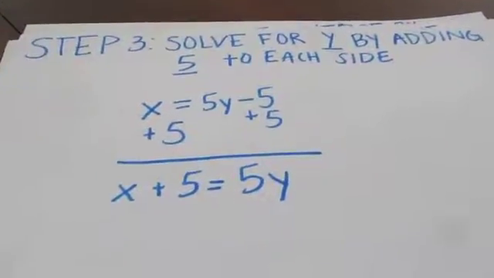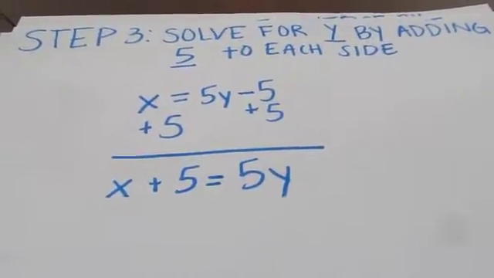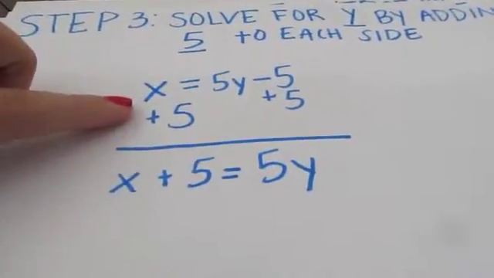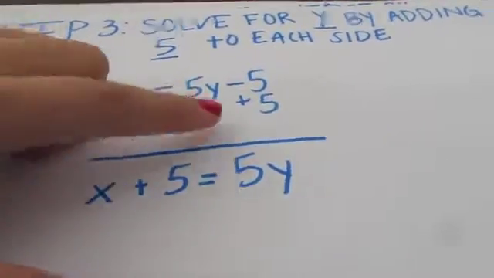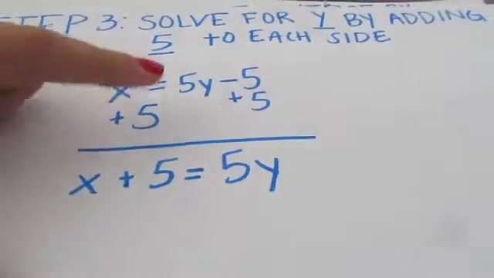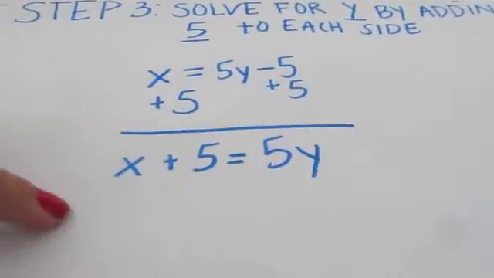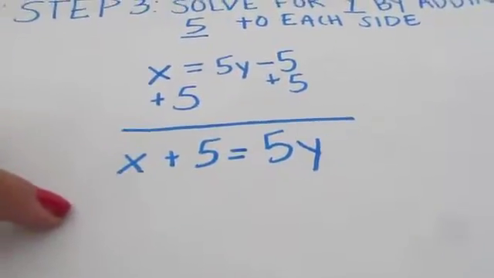The third step is solve for y by adding 5 to each side. Here we have x equals 5y minus 5. Now we have to add 5 to each side to get the variable alone, which will be x plus 5 equals 5y. However, the variable is still not isolated.